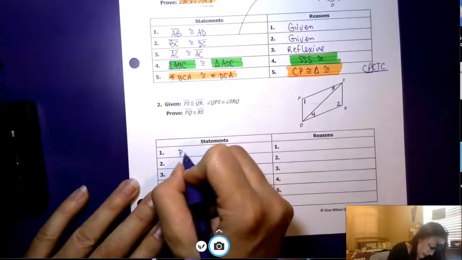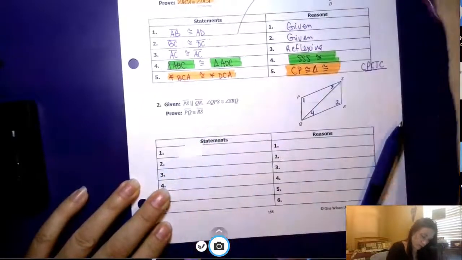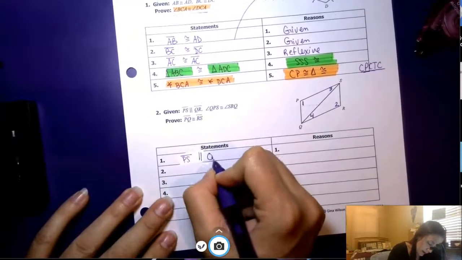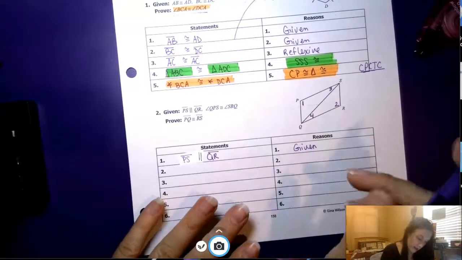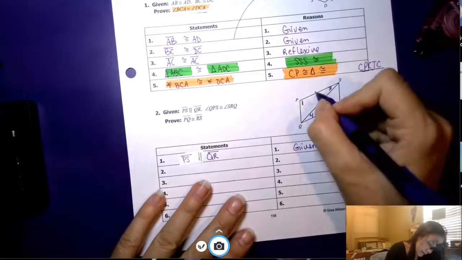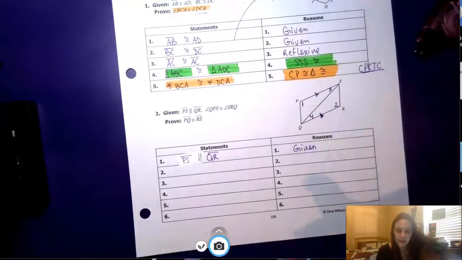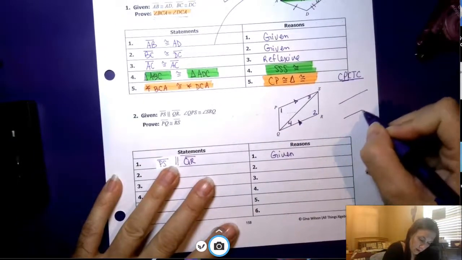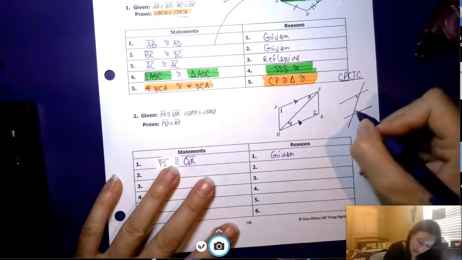Okay, I first know that line segment PS is parallel to line segment QR. This is given. So if I know PS is parallel to QR, I want to look for maybe some type of angles here. You can draw it separately over here. You can see this line. So I can extend it a little bit. I have this angle here and this angle here.